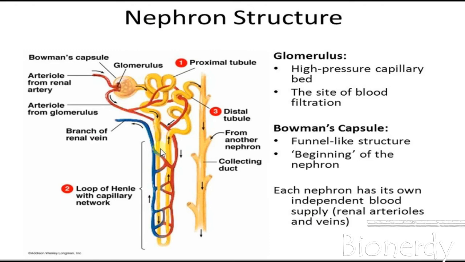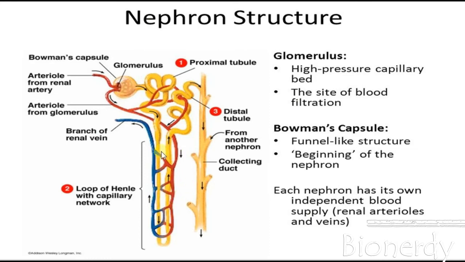The descending loop of Henle is surrounded by a lot of capillaries, and those capillaries absorb the excess water from the descending loop of Henle and send it back to the blood. Furthermore, when the urine passes through the ascending loop of Henle, which is more permeable to electrolytes, those electrolytes like sodium are absorbed back into these capillaries and taken back to the blood.